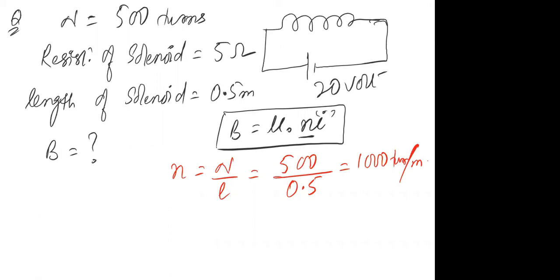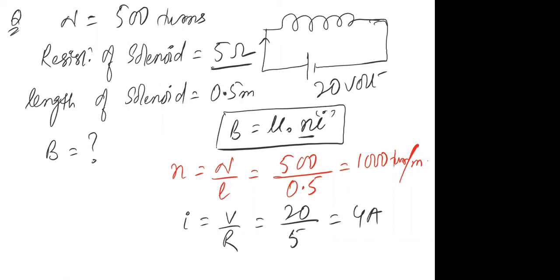Now, what will be the value of current? You need to use a basic formula which is Ohm's law. Current is nothing but V divided by R. I have given you the voltage of the cell which is 20. I have given you the resistance of the solenoid because you want the current in the solenoid, of course. So this will be 20 divided by 5, which will be equal to obviously how much? It would be 4 ampere. So you got the value of current.